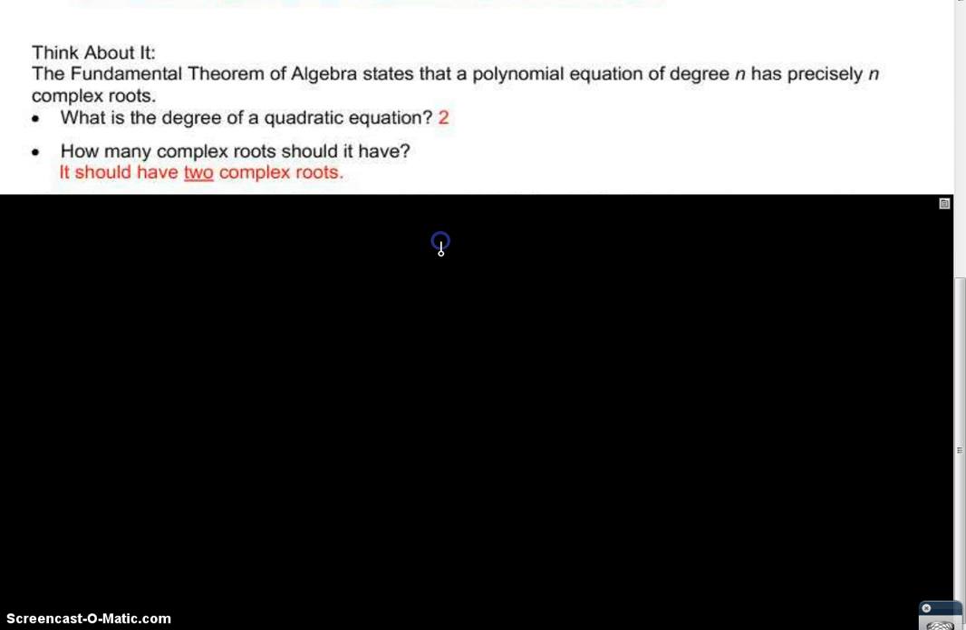The answer should also be 2. So guys, if I have a degree of 2, then I'm going to have 2 complex roots. Okay, so below it says, study the graphs of the quadratic functions below. Explain how they are related; equations can have 2 complex roots.